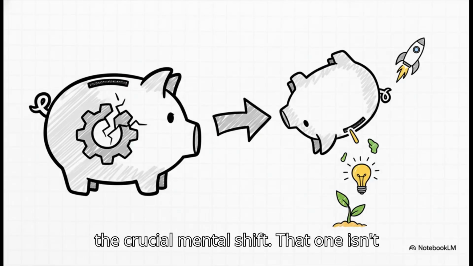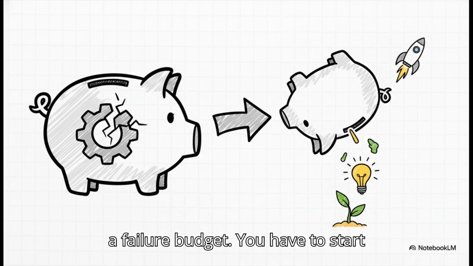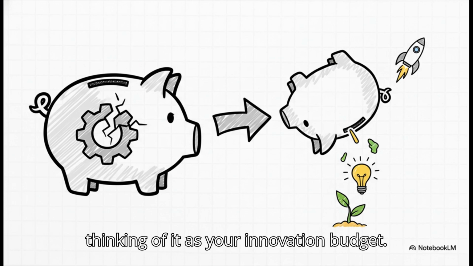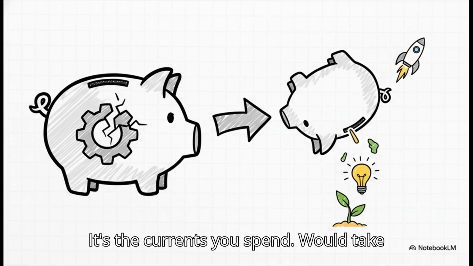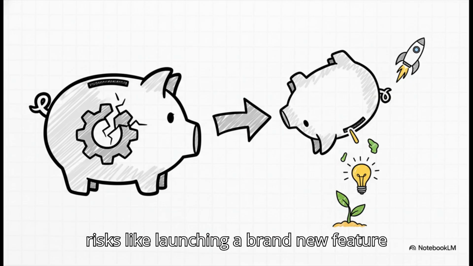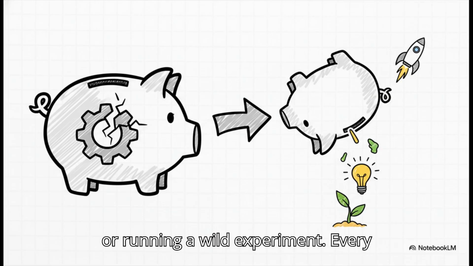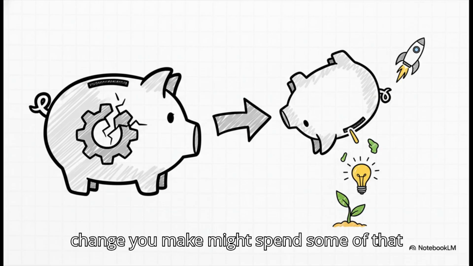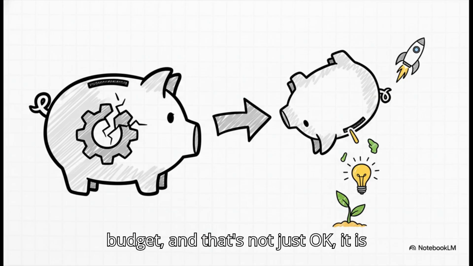And here is the crucial mental shift. That 0.1% isn't a failure budget. You have to start thinking of it as your innovation budget. It's the currency you spend to take risks, like launching a brand new feature or running a wild experiment. Every change you make might spend some of that budget, and that's not just okay, it is expected.